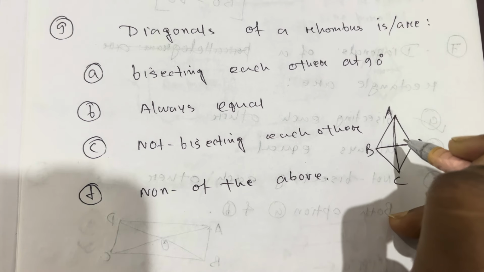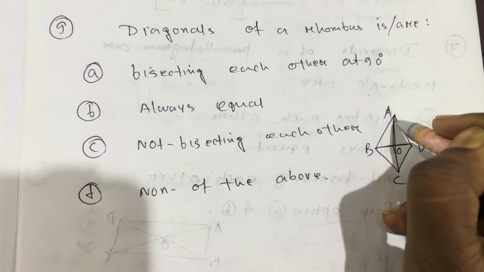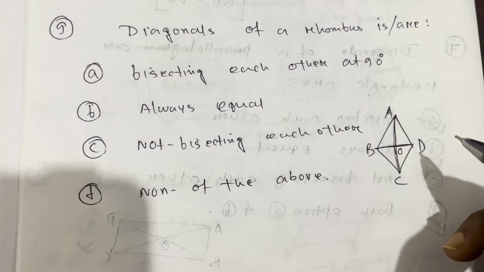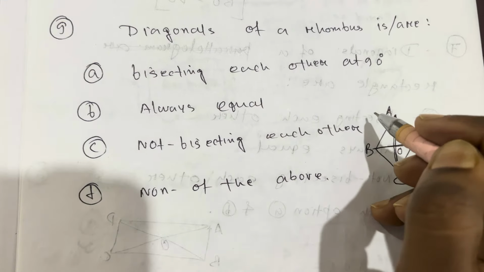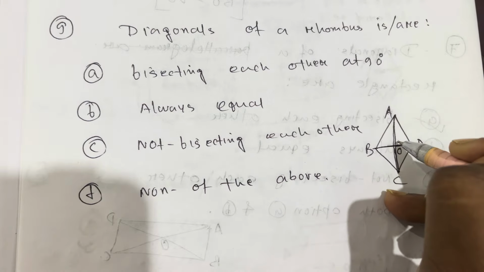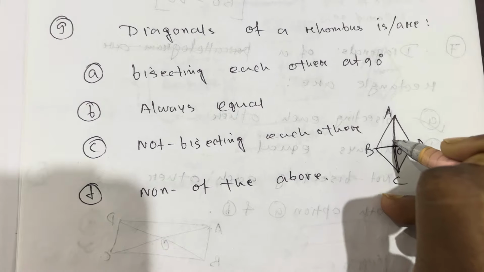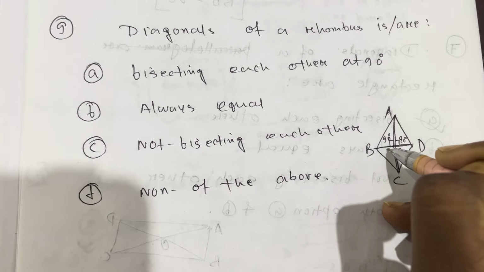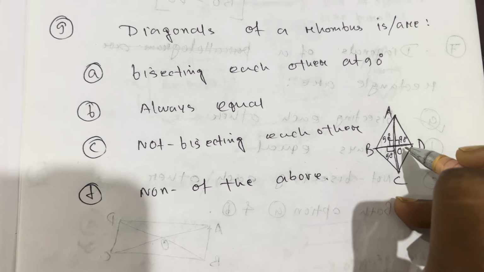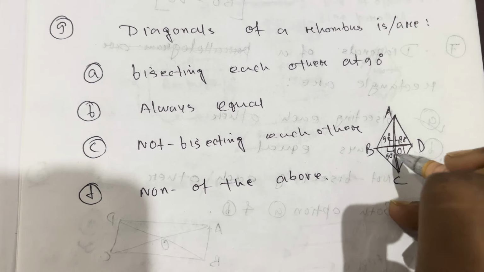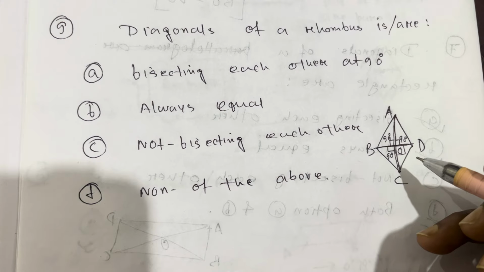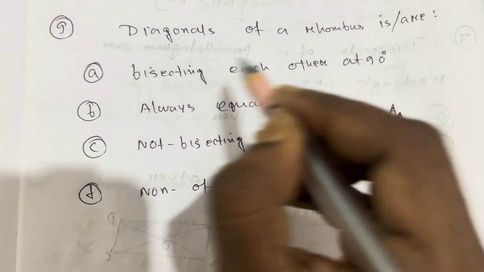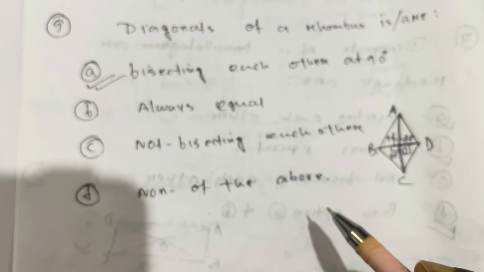But this is a parallelogram, so the diagonals bisect each other. Bisecting means AO is equal to CO and BO is equal to DO. Clear? And they bisect each other at 90 degrees, meaning the diagonals intersect each other at a 90 degree angle, they are perpendicular. They form a 90 degree angle at the intersecting point. So they bisect each other at 90 degrees. So option A is correct.